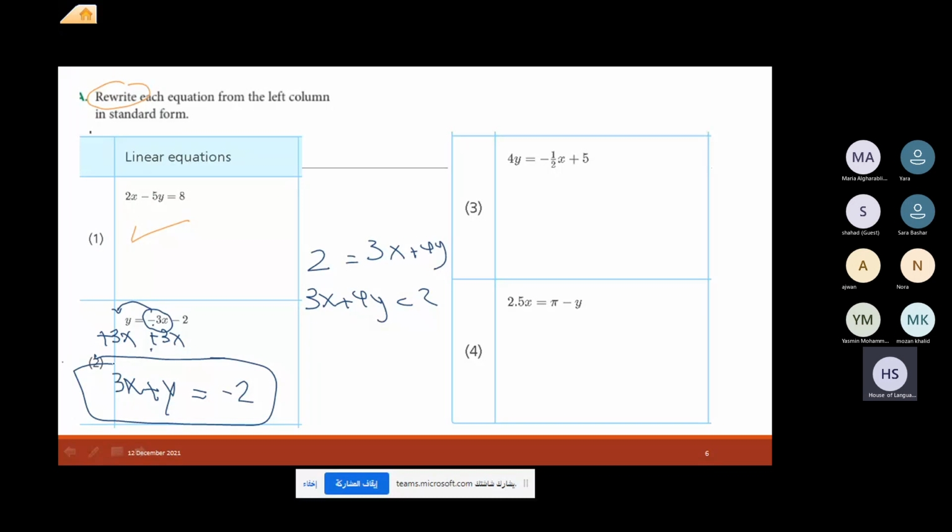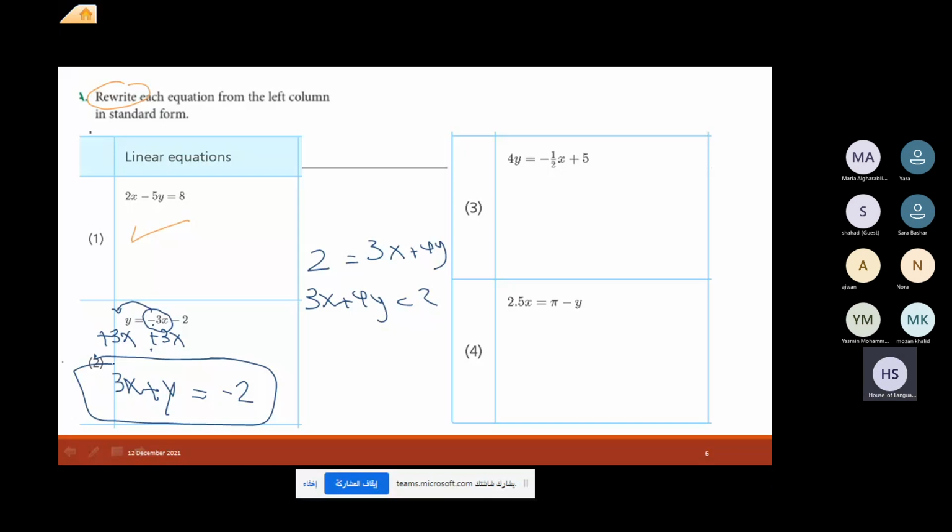Yes, Elia. It's in standard form. All of them are linear. I told you, linear means x and y must have a power of 1. And all of them are linear. 1, 2, 3, 4 are linear. Look at y, x to the power of 1, y to the power of 1. So it's linear, but it's not written in the standard form. How will I make it in standard form? I have to put x and y on one side and the constant on the other side.